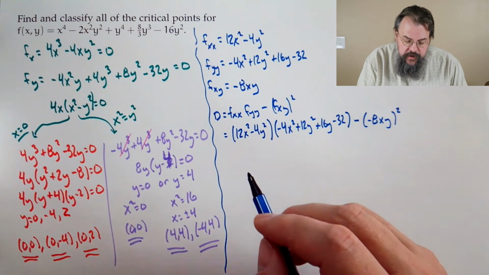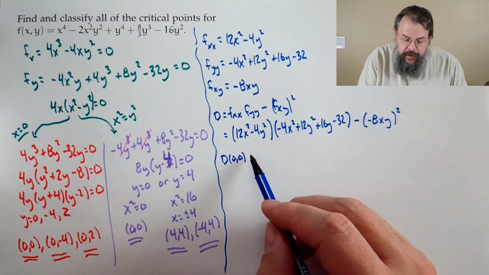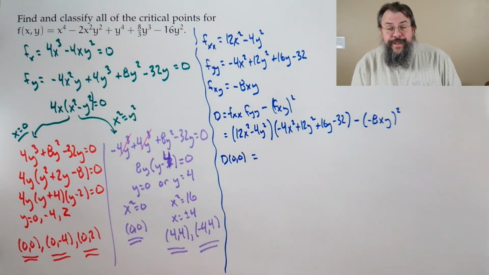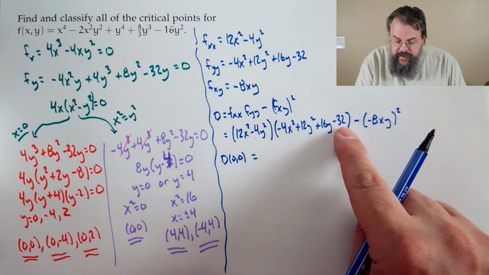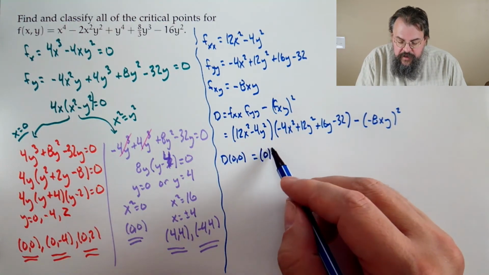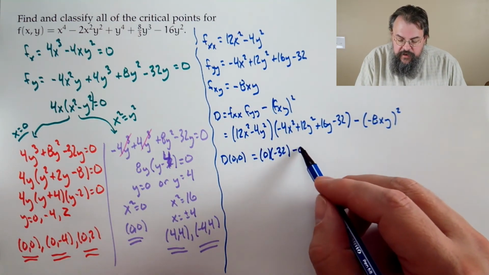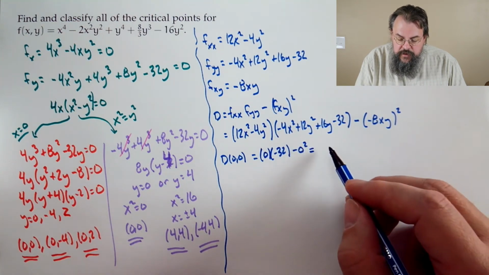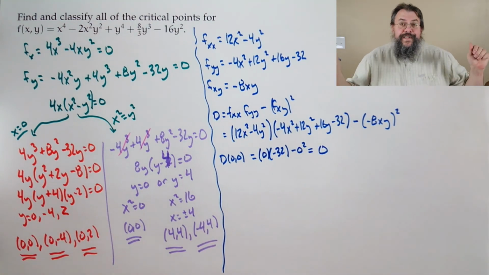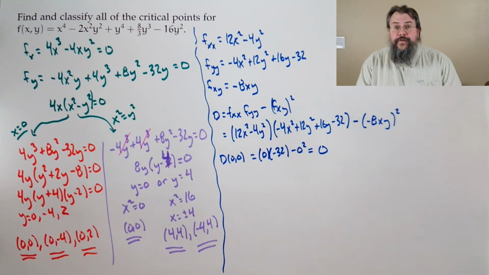All right, well, here we go. 0, 0. Now, what happens? Well, the nice thing about 0, 0 is it's really easy to compute. Everything with an x or y becomes 0. So 0, 0, 0, 0, 0, minus 32. So you get a 0 times a minus 32. Subtract 0 squared. And our grand conclusion, this is equal to 0, which means we stop. It's inconclusive. And we don't have the tools to figure out what's going on.